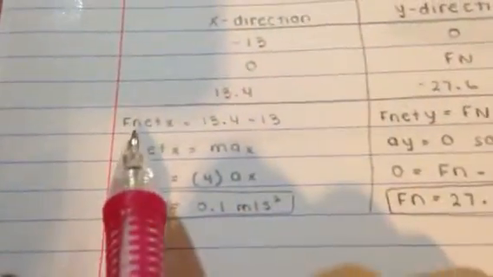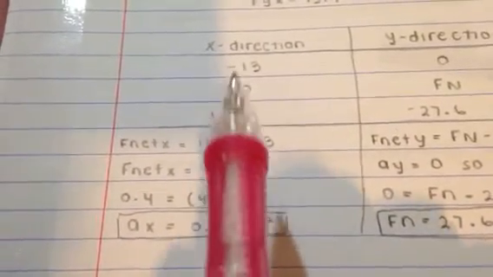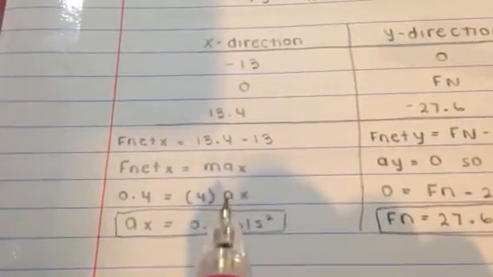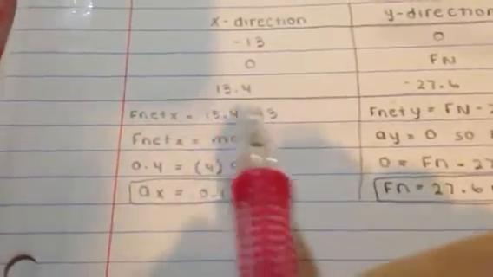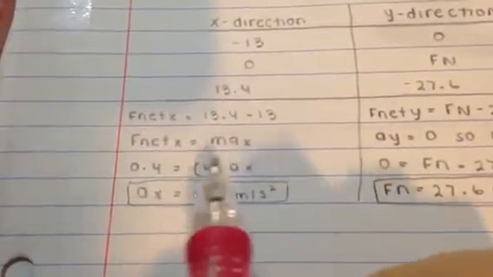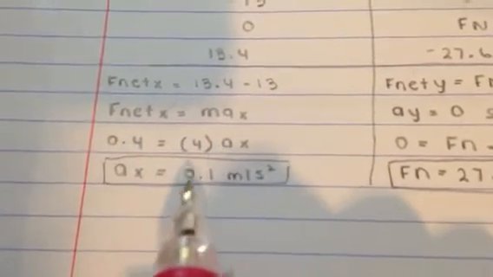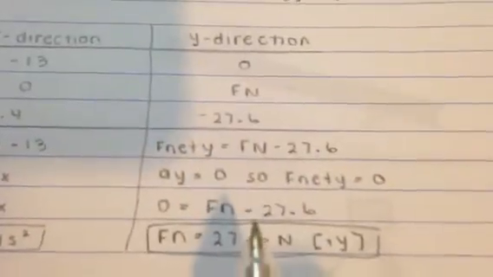So the next step is the F net of x. You put 13.4 minus 13. So the F net equals max, which is the mass and the acceleration. Since we have to find the acceleration, we find it on the x direction. So you subtract this, and it's going to be 0.4 equals mass, which is 4 since the box's mass is 4, and then the acceleration, which is the one we're trying to find. So you divide on this side, and it's going to give you the acceleration, which is 0.1 meters per second squared.